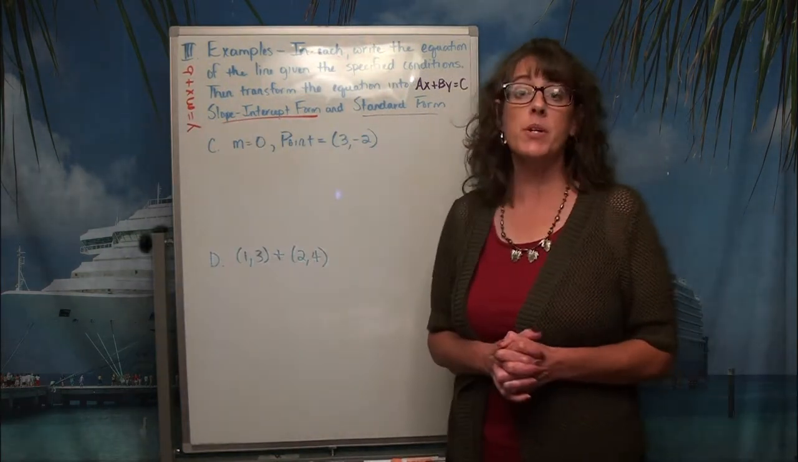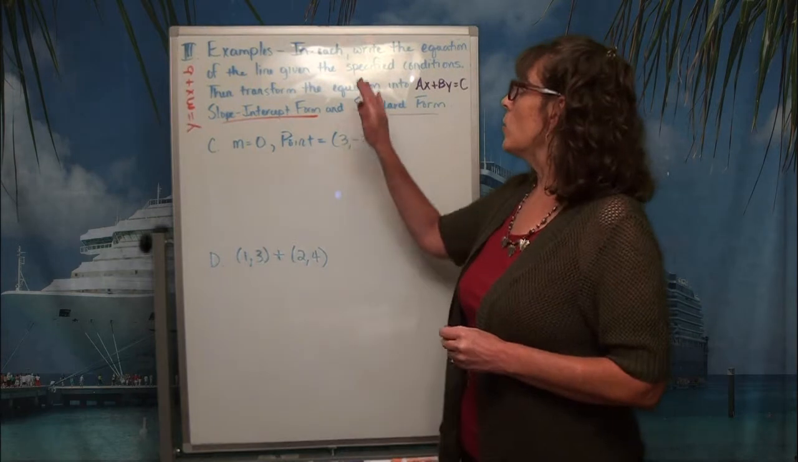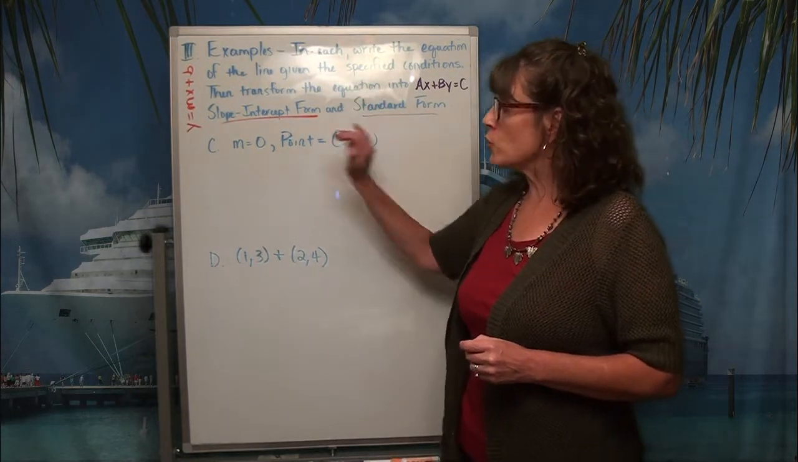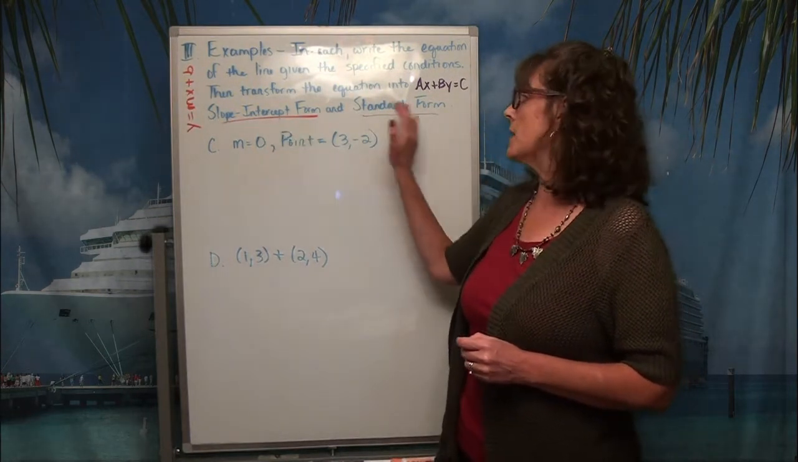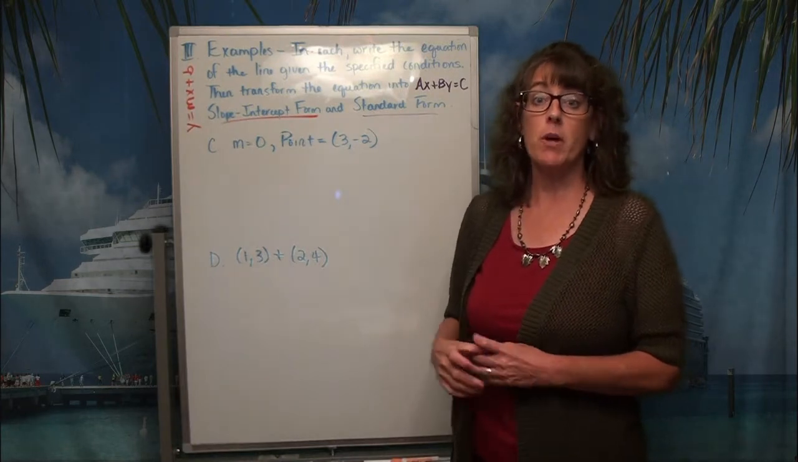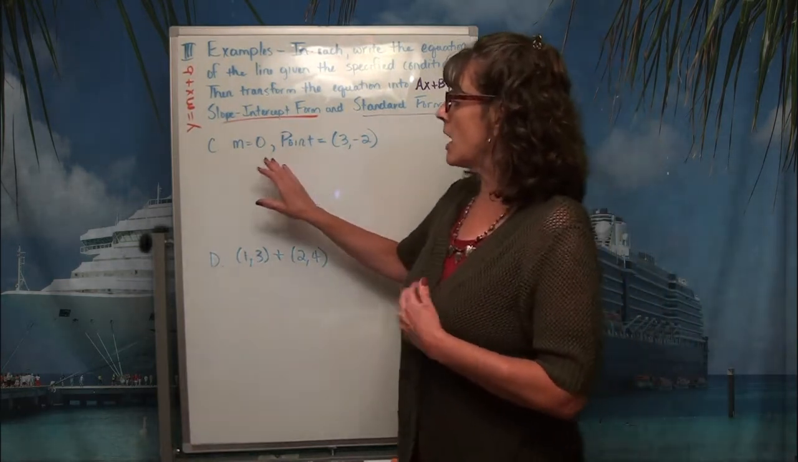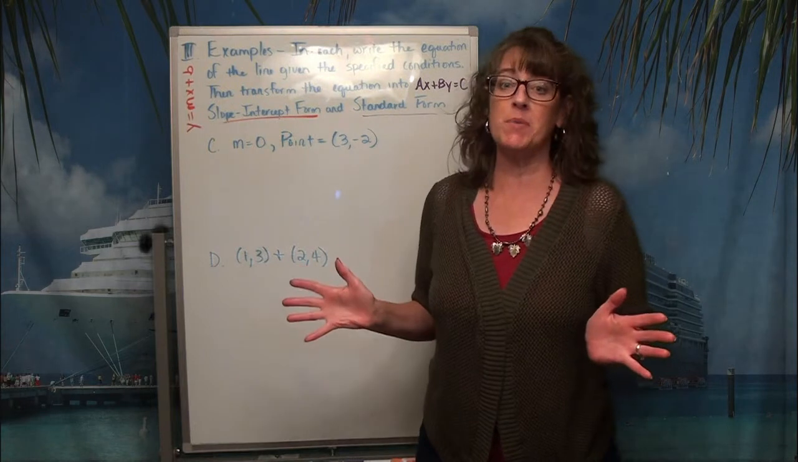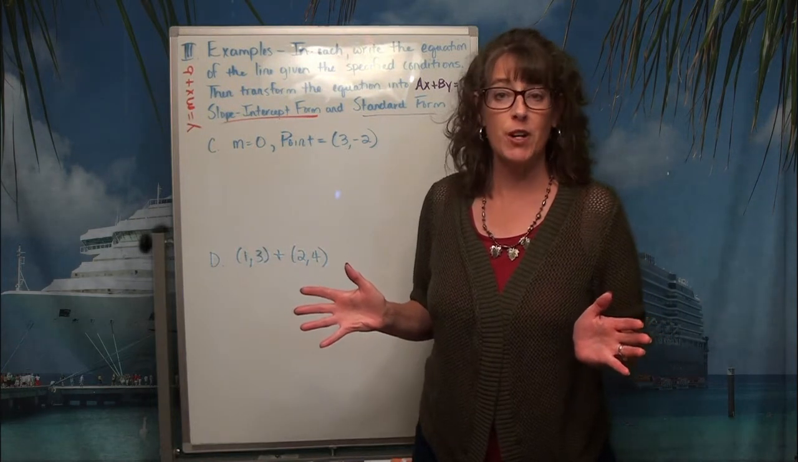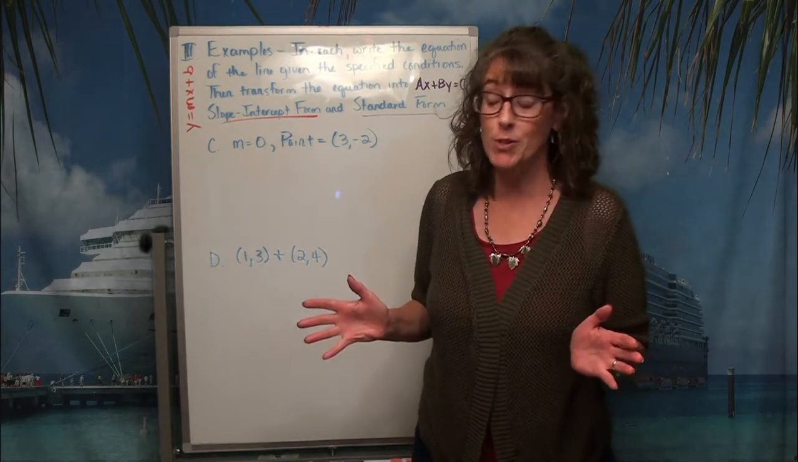Okay, so we got a couple more examples here, same directions. We want to write the equation of the line, transform it into that slope intercept, and then transform it into that standard form. So let's take these given conditions. I'm given a point and a slope. We keep saying mathematicians are not creative people, so if you're given a point and a slope, you better put that thing in point slope form.